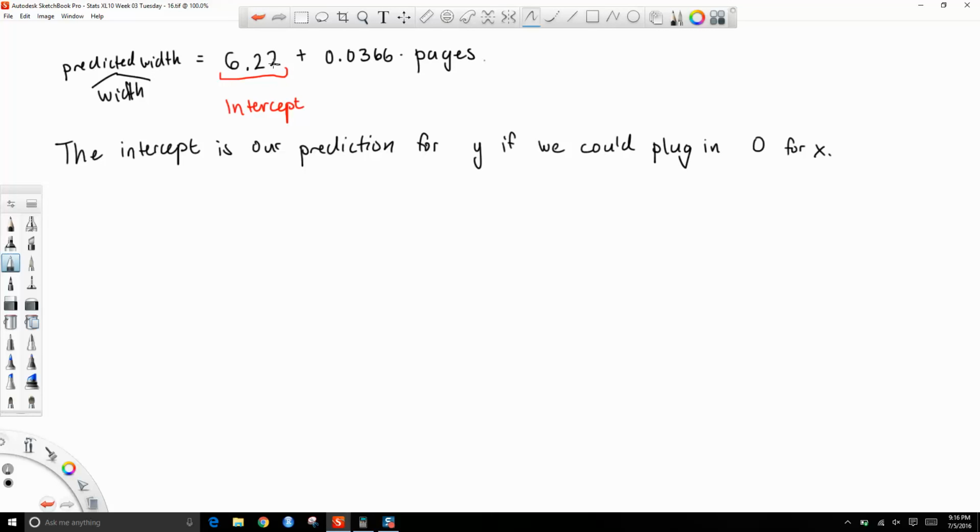Okay. So the intercept is our prediction for y if we could plug in 0 for x. Okay. So in some cases it makes sense to plug in 0 for x. In other cases it does not make sense to plug in 0 for x. Okay.